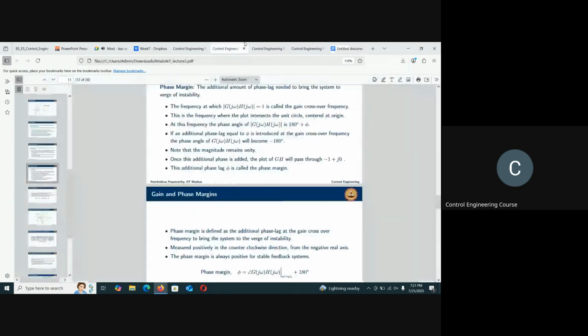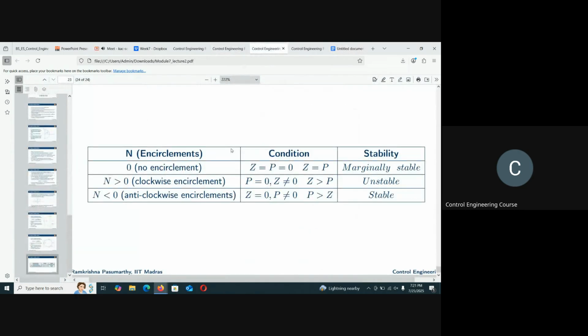So that is what the various cases summarized here are. Z is the zeros of Q of S, which is the closed loop poles, and P is the number of open loop poles that are unstable.